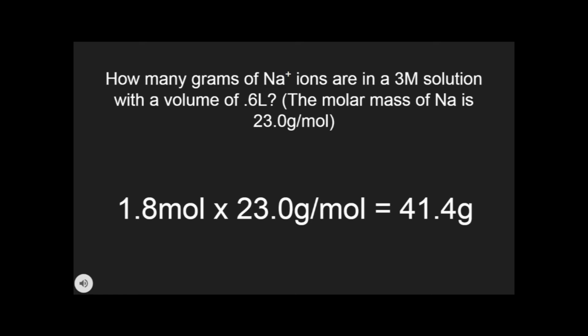So here the molar mass is given to us as 23.0 grams per mole. If it wasn't given to us, we just have to look at a periodic table, most likely provided in a reference table, to get that value. And we would multiply the gram formula mass or molar mass by the amount of moles. So here we multiply 1.8 moles by 23.0 grams per mole, and that will give us 41.4 grams, and that is our solution. If we added 41.4 grams of something with Na to 0.6 liters, we would get a 3 molar solution.